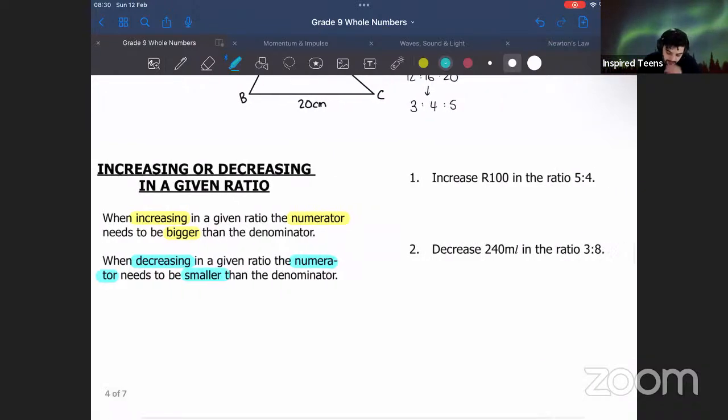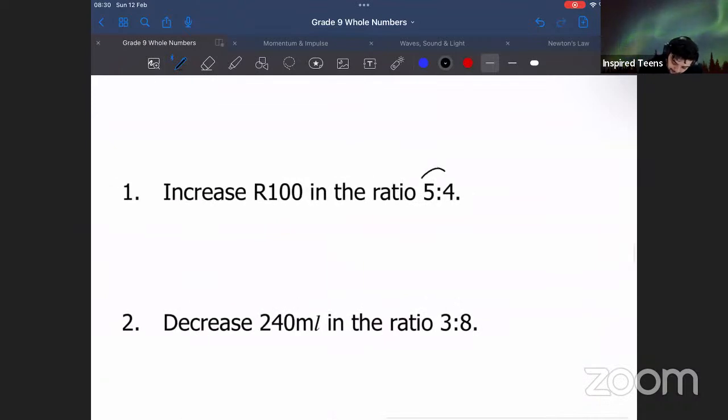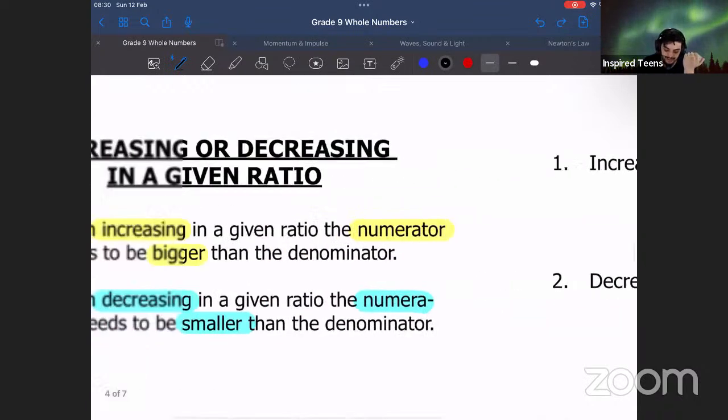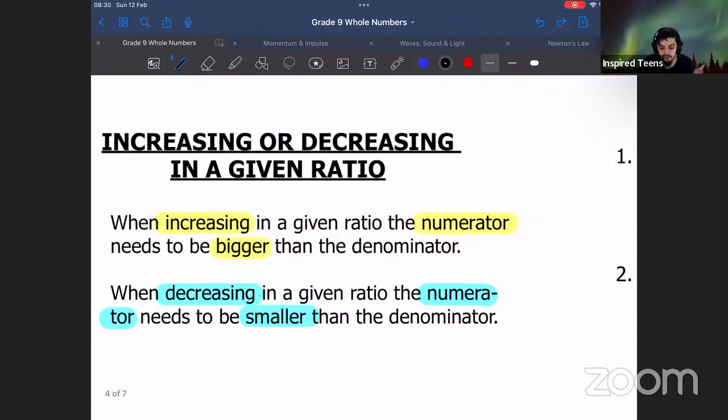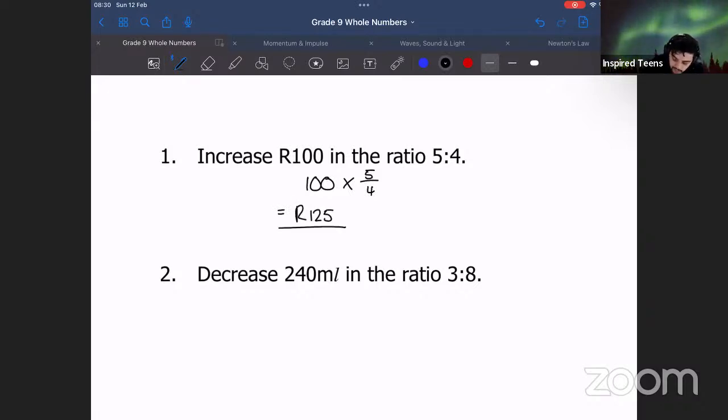But what that means is you get a question like this that says increase 100 rand in the ratio 5 is to 4. So you are actually going to multiply it by the ratio. Remember, ratios can always be written as fractions, and that's why it says when increasing in a given ratio, the numerator needs to be bigger than the denominator. So here my bigger number is 5. So I'm going to say 100 times, because I'm increasing, my numerator needs to be bigger, 100 times 5/4. And basically, I will get the correct answer. If I do that calculation, I'll get 125. And that will be the answer for 100 increased in the ratio 5:4.